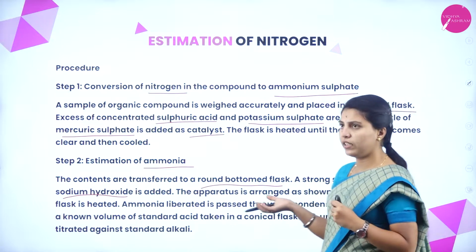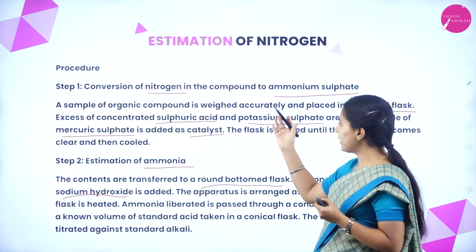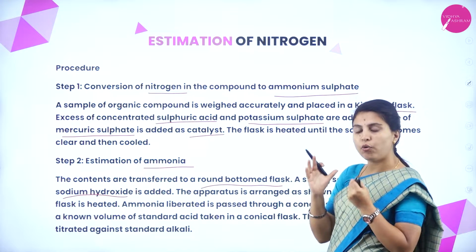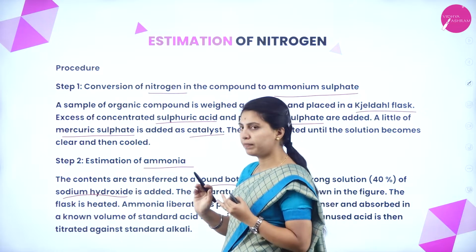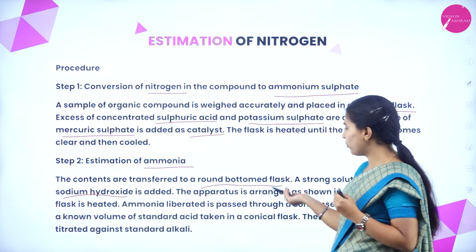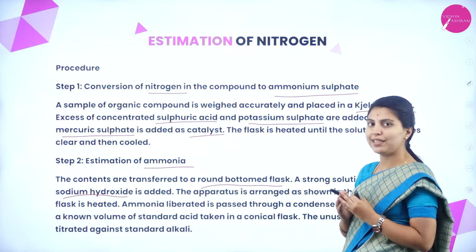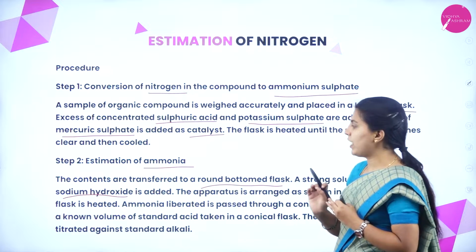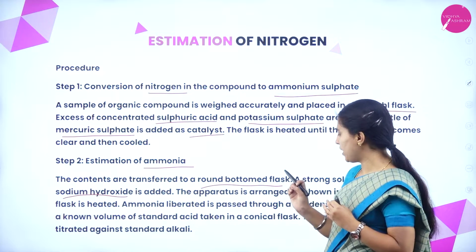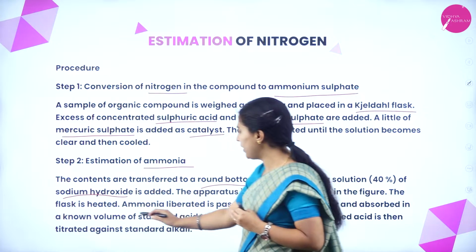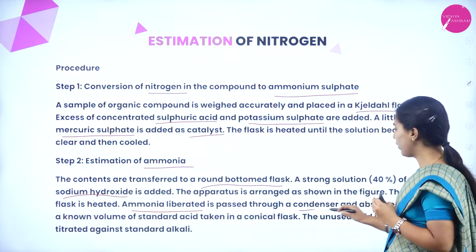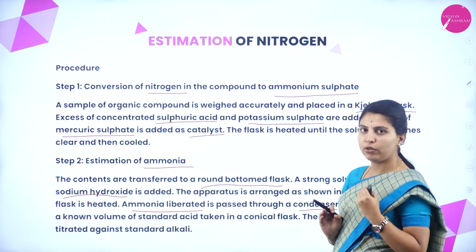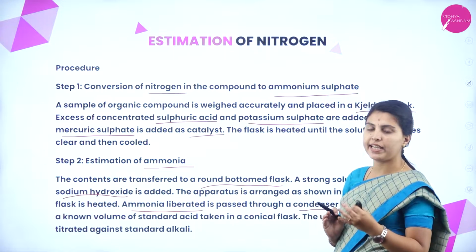We have seen this in the principle part itself, that whatever the contents used in step 1, that is the conversion of nitrogen in the compound to ammonium sulfate, that overall part which has been cleared and cooled will be transferred into a round bottom flask, and that solution was treated with concentrated, that is 40% sodium hydroxide, and the flask is heated. The ammonia was liberated, passed through a condenser. That time ammonia starts liberating and moves through the condenser. And they have observed how much standard acid is taken in a conical flask. The unused acid was titrated against the alkali.